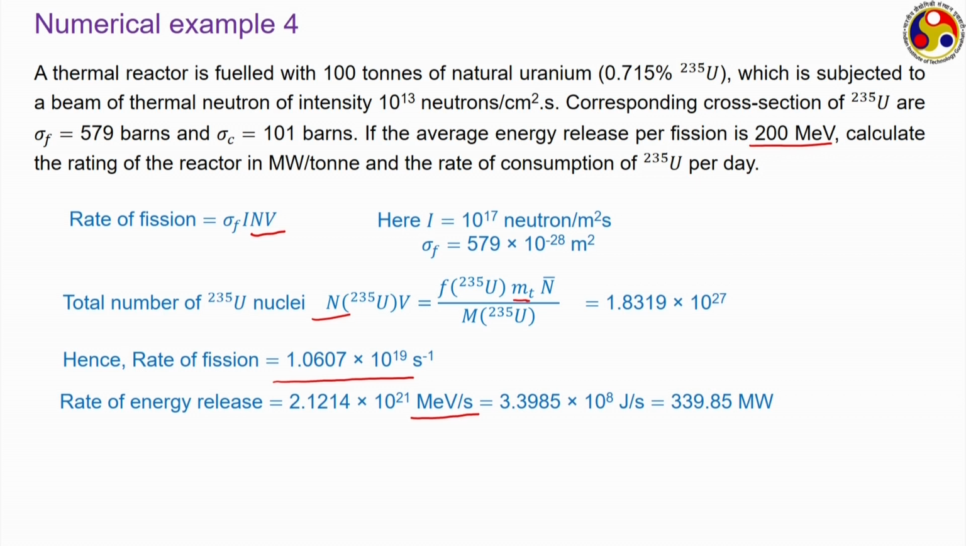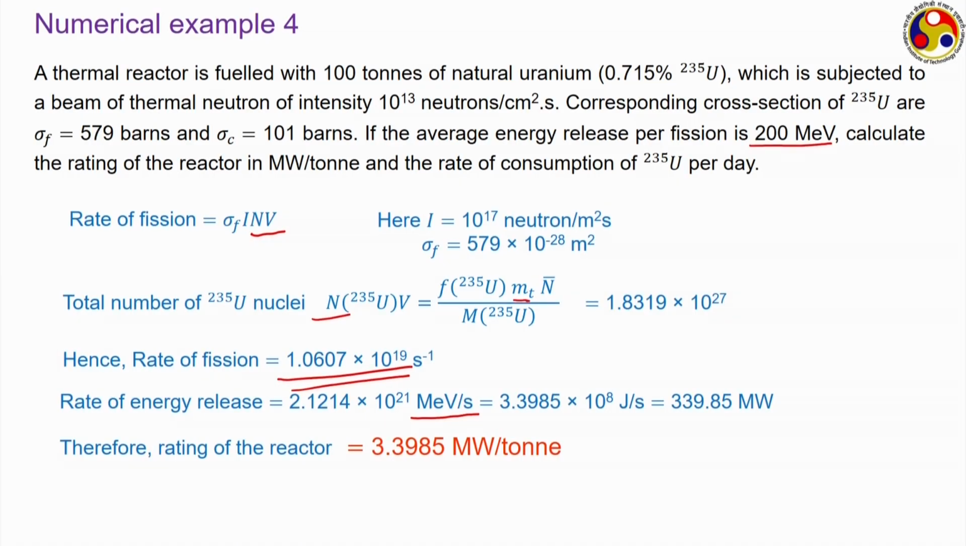This is the total amount of energy that is being produced, or power I should say, because it is in megawatt. This is the power that we are getting from this particular reactor, but the objective is to find the rating of the reactor in megawatt per ton. This 339.85 megawatt of power we are getting from 100 tons of fuel. So, the rating of the reactor is 339.85 megawatt divided by 100 tons, or 3.3985 megawatt per ton. This is the reactor rating.